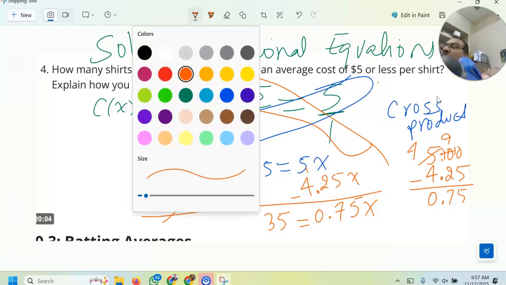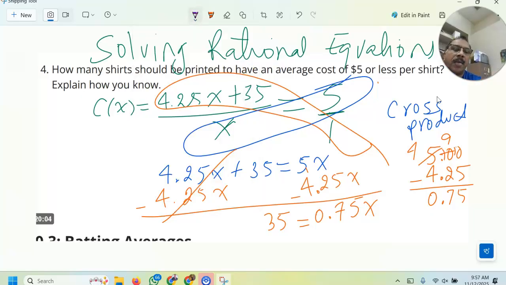And then you divide by 0.75. Now I want you to use your calculator to help me find out what this answer is. Okay, everybody figure out what this answer is. So this will cross out and you get the x.